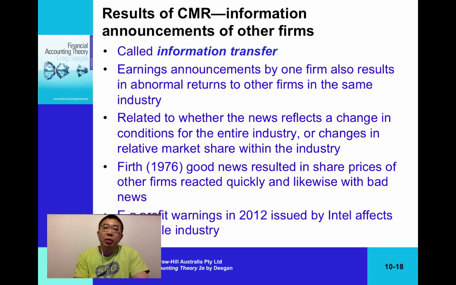Some of this research has found that the announcement of results of one firm, be it good or bad, would have some sort of relationship or impact on other firms within that industry as well. So these are called information transfer.